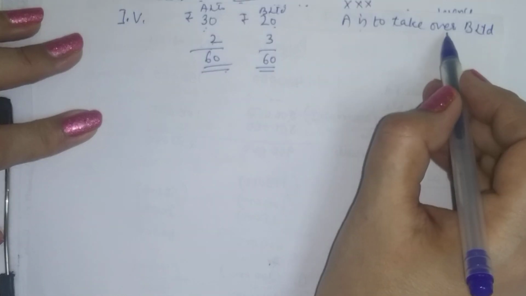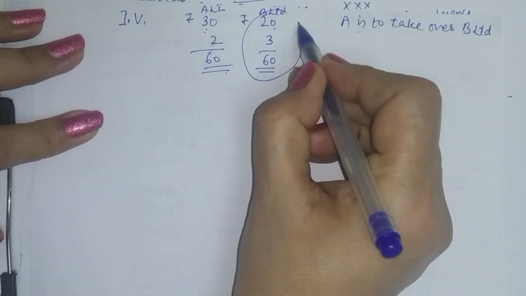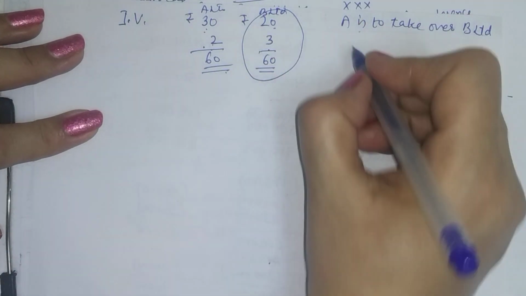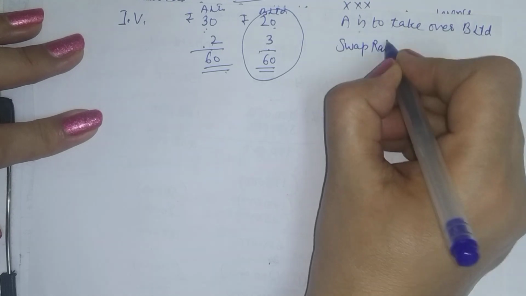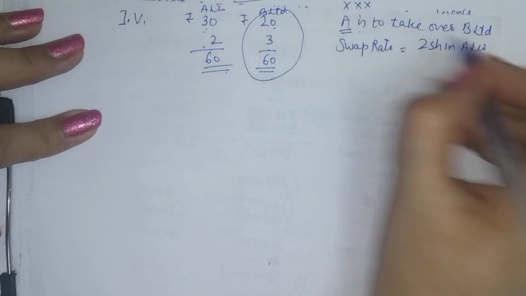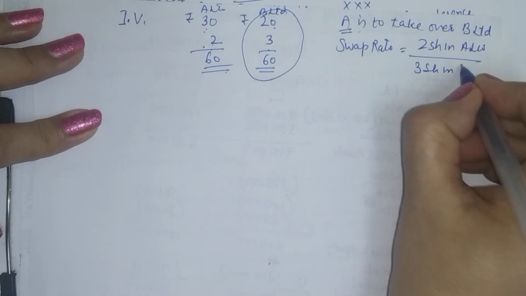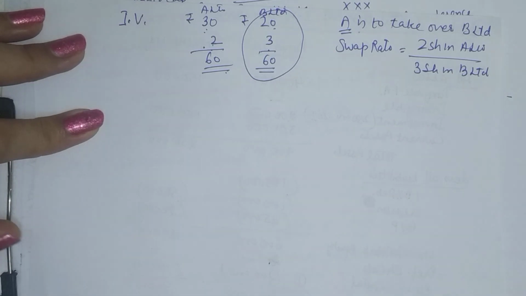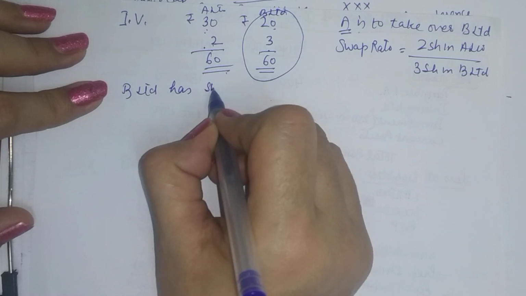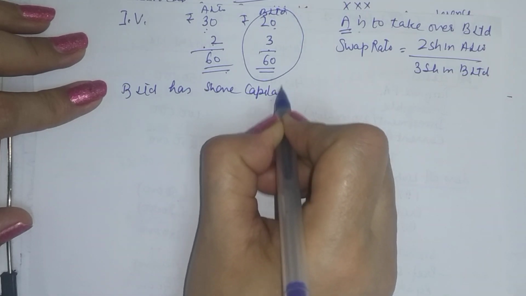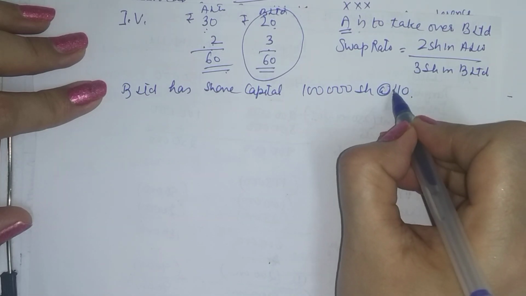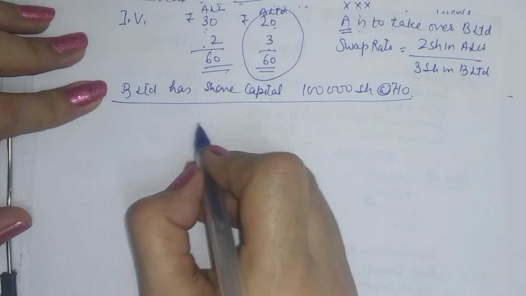Now A Limited is to take over B Limited, which means this company is to move out. So for every 3 shares in this company, you will get 2 shares in A Limited. So your swap ratio, when we read this ratio, is 2 shares in the purchasing company for every 3 shares in the selling company, the vendor company. Now suppose B Limited has share capital of 1 lakh shares of 10 rupees each. So what will be the purchase consideration?